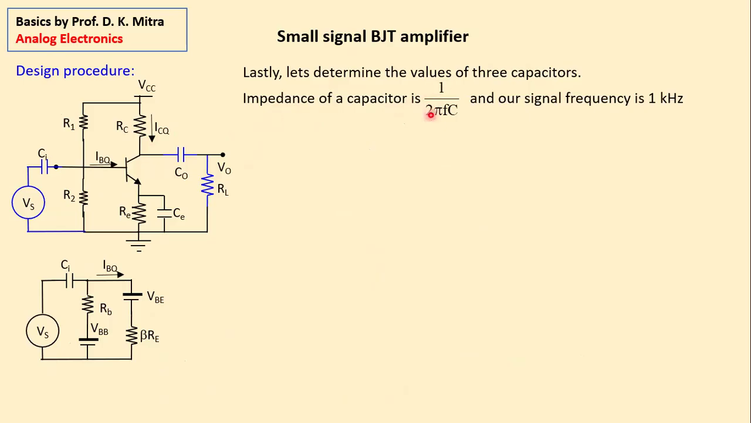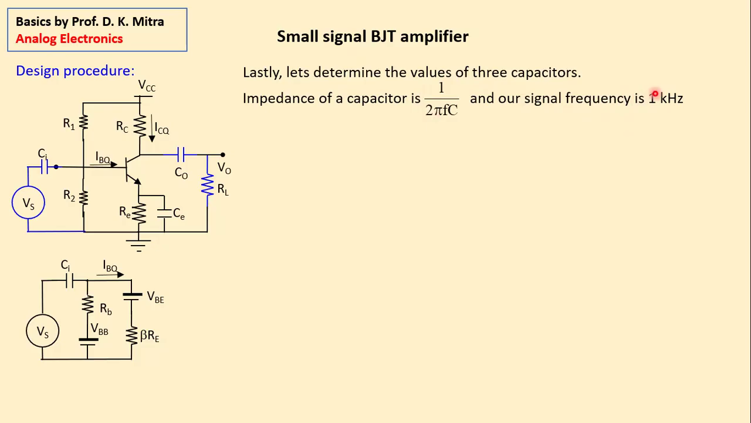Impedance of a capacitor is 1 by 2 pi fc, rather 1 by omega c, and our signal frequency is 1 kilohertz. Signal frequency, mind it, is this baseband frequency. As I said, if you are using this amplifier to amplify a signal from a mic, then the frequency will be something like 500 hertz to 3 kilohertz. But normally, all audio amplifiers we test at 1 kilohertz, right? So we calculate on the basis of 1 kilohertz.